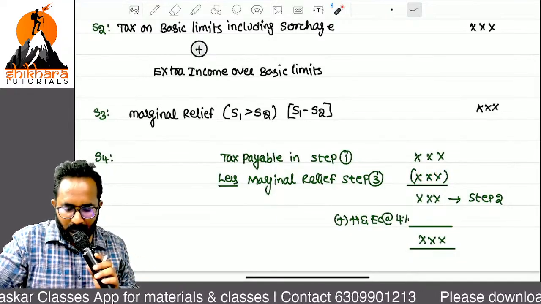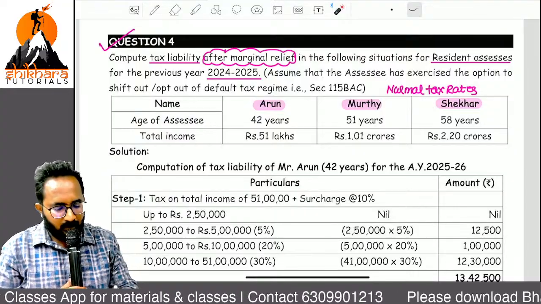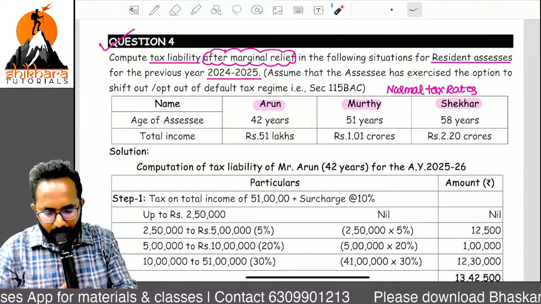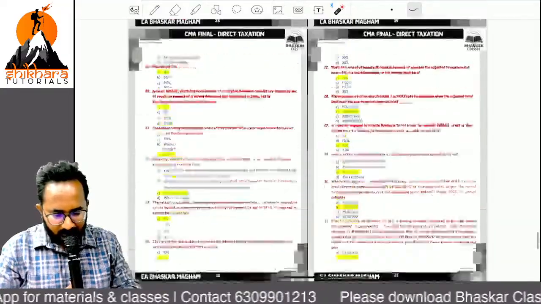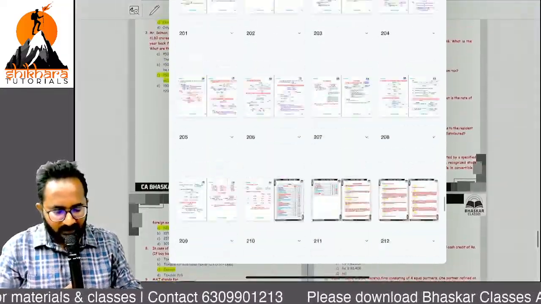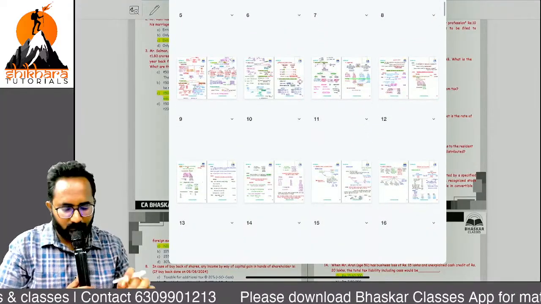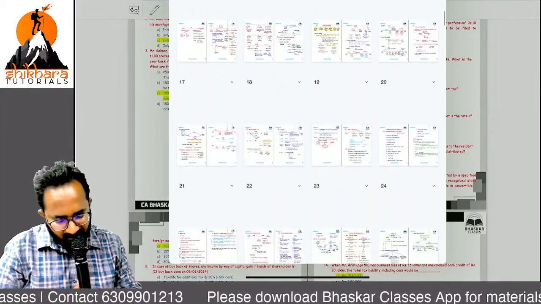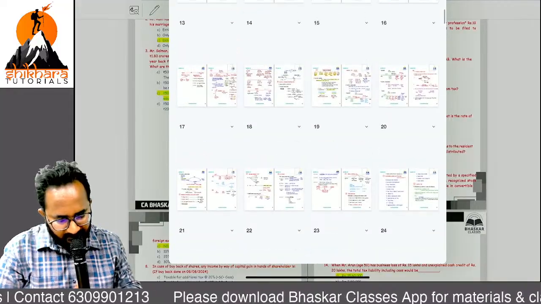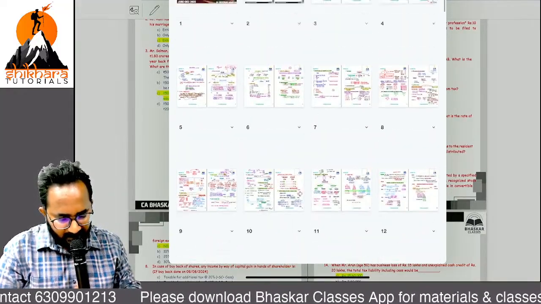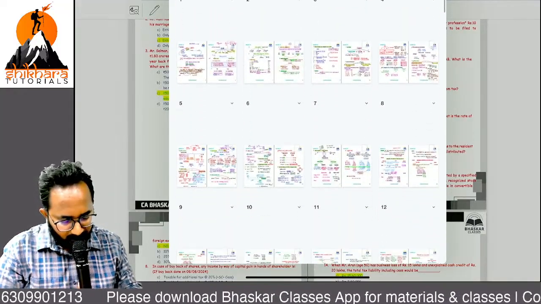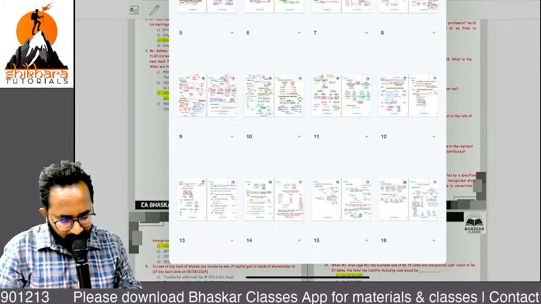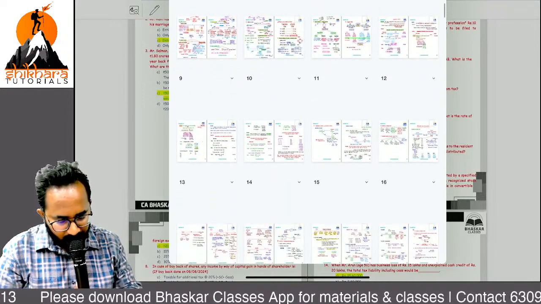Now, sir, I think in our concept book, in our handwritten notes, we solved everything. Whatever things are not solved, now we can try. Okay. So first, for the purpose of explaining the marginal relief concept, I have taken the same example, that is only total income 50 lakh as well as what, ma? 51 lakh.